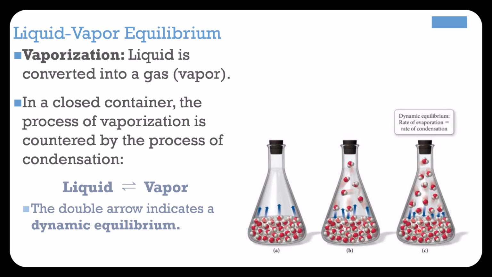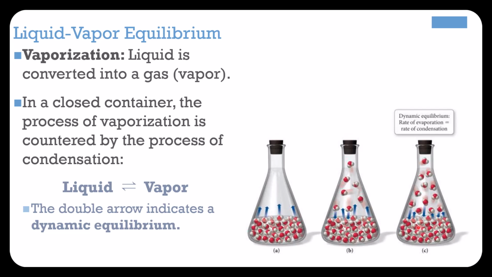So it's a dynamic process. We still have molecules that are becoming vapor. We still have molecules that are becoming liquid, but they're happening at the same rate. So it may look like this. 2 particles become vapor. At the same time, 2 particles become liquid. 1 particle becomes vapor. 1 particle becomes liquid. 3 vapor, 3 liquid, so on and so forth.